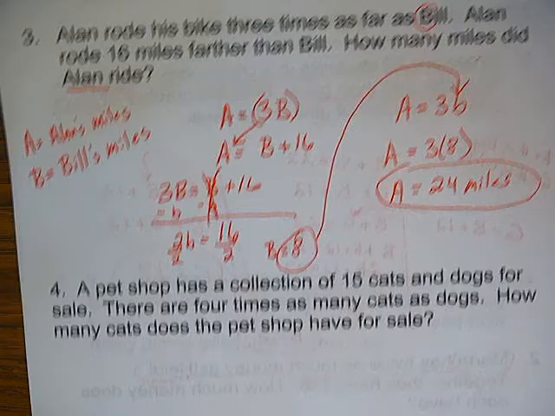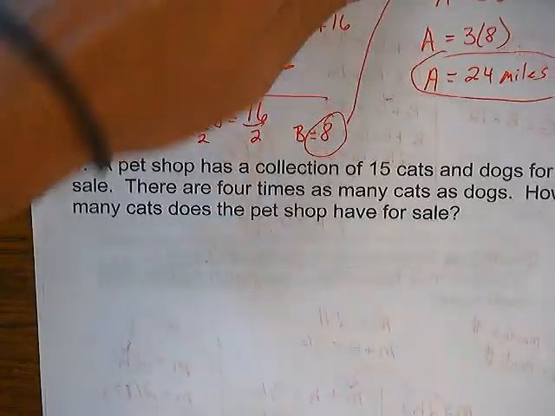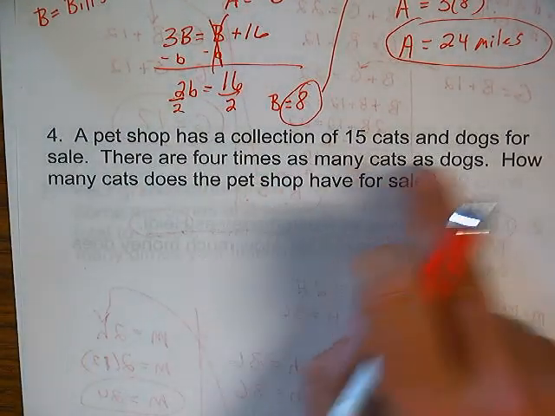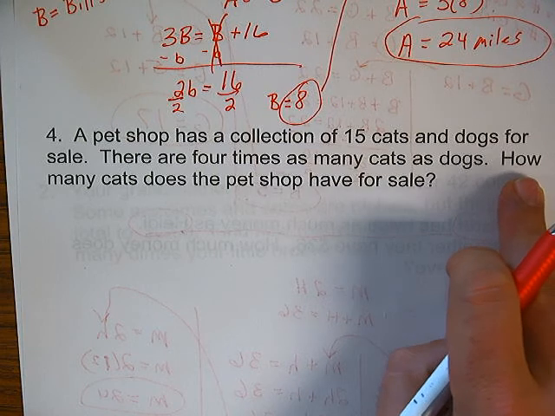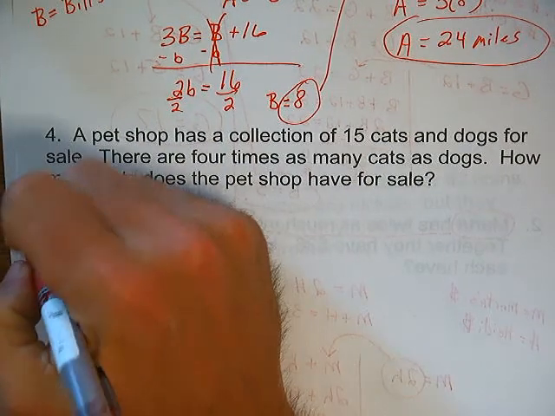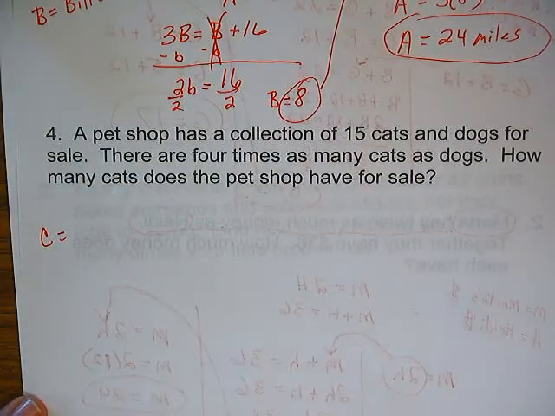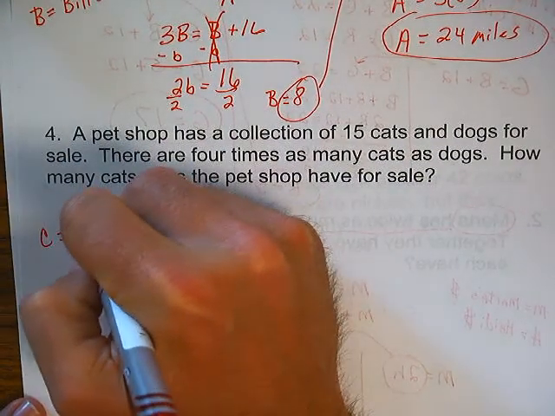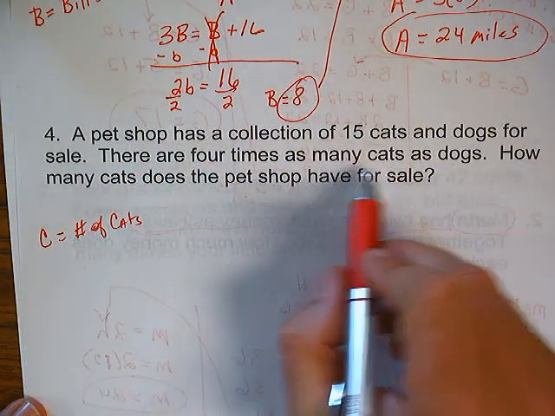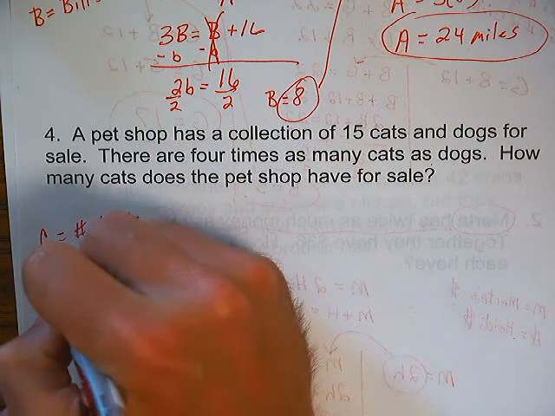Okay, and the fourth example. Pet shop has a collection of 15 cats and dogs. Now, go to the last sentence. How many cats does the pet shop have? So we know C is one of the variables. C is for the number of cats. And the other one, the dogs, so I'm going to use D for the number of dogs.